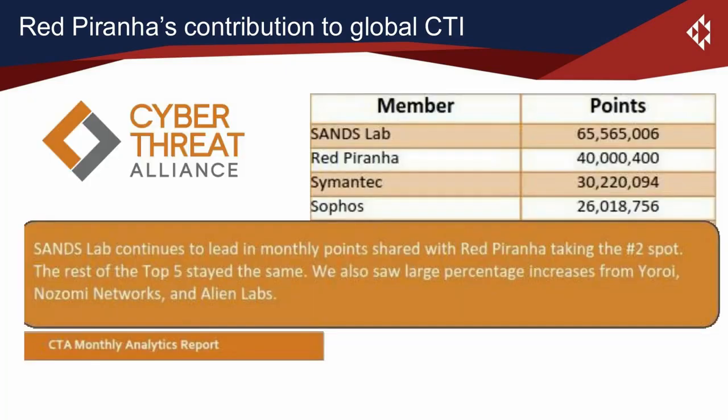In fact, we're doing okay when it comes to contributing to cyber threat intelligence. We have most often placed within the top 3 to 5 every week. And this one, this is where we managed to get like 40 million points as a part of our contribution to that week's cyber threat intelligence. So you can see there, we've only just come second to SANS Lab, but we're ahead of Symantec and Sophos, which we think is a bit of an achievement. Not too bad for a small Australian company, punching well above its weight there.